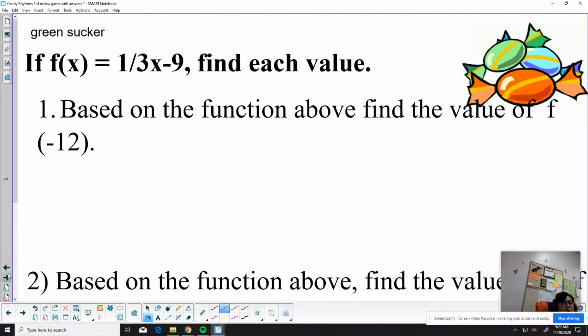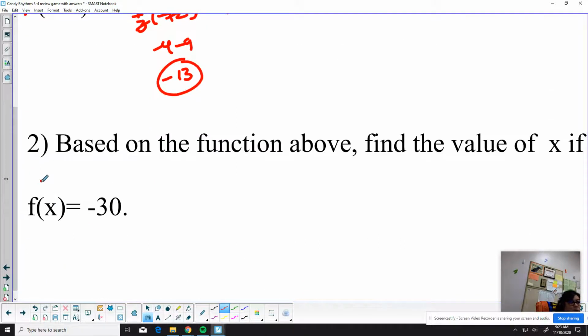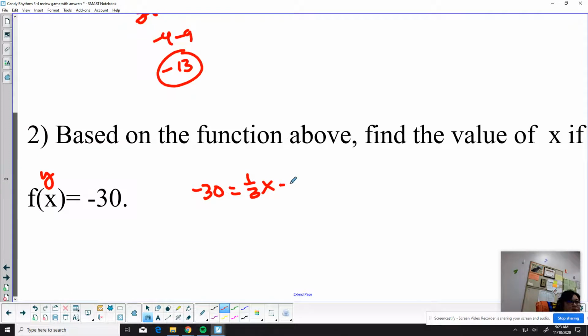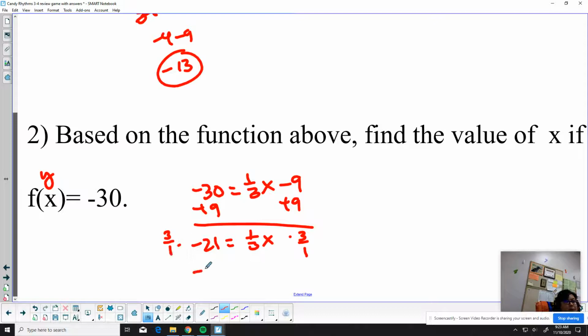All right, so this is like the one on the first page. If I'm just plugging in, f of -12 would mean I'd put -12 right here: 1/3 times -12 minus 9. So that's -4 minus 9, -13. And this one means this is y, so I put it on the left. So -30 equals 1/3 x, I forget what the rest of it is, minus 9. There we go. All right, so I'm going to add 9 to both sides, which is -21. And then I'm going to multiply by the reciprocal, or you could divide by 1/3. So that's -63 for x.